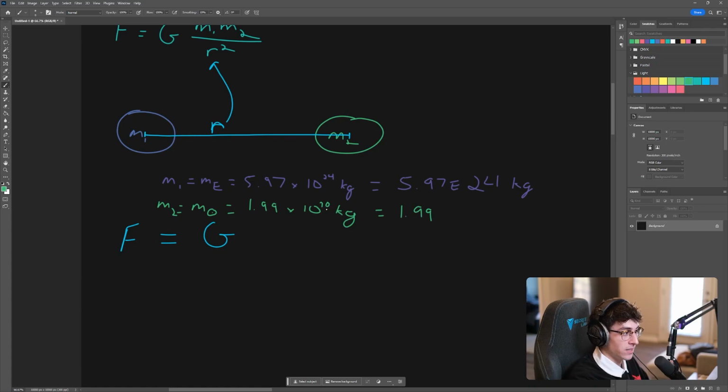And written the preferred way, my preferred way, is 1.99. Since it's times 10 to the 30th, right? It's capital E to the 30th. The E is just in place of times 10. I just prefer writing stuff that way. I don't know. That's my opinion!